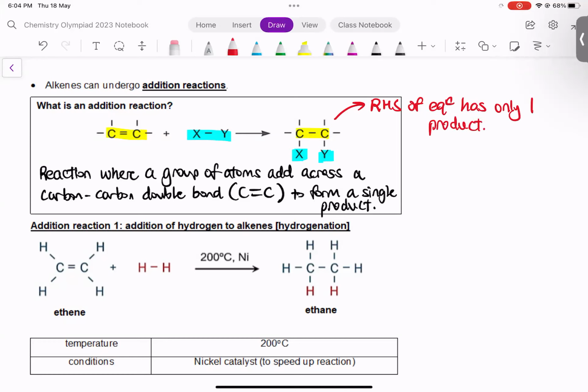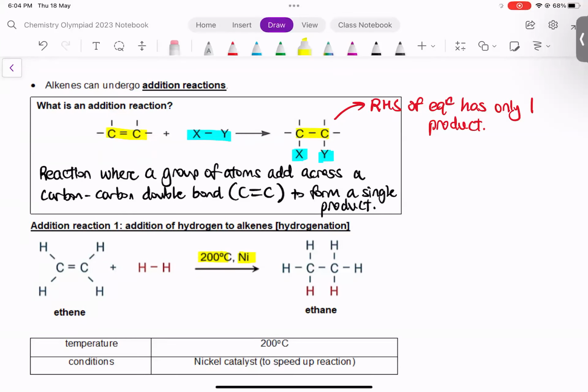So what can you add to an alkene? Well, you can add many things. You can add hydrogen. That's the first reaction you see below: addition of hydrogen to alkenes. This is called hydrogenation. Hydrogenation requires a temperature of 200 degrees Celsius, and the catalyst used is nickel. Nickel metal is used as a catalyst for the hydrogenation of alkenes.